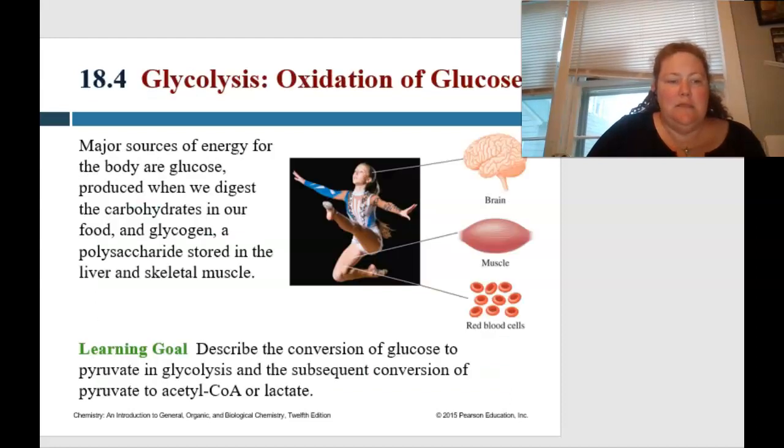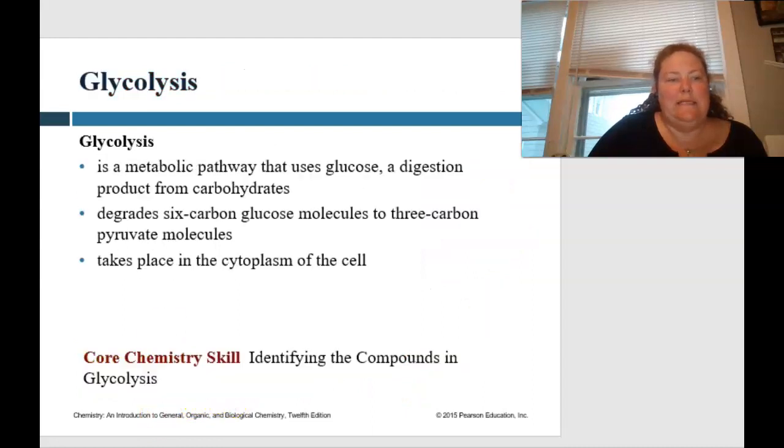So this would be like lysing of glucose, or the oxidation and breakdown of glucose. Major sources of energy for the body are glucose, which is produced when we digest carbohydrates in our food, and glycogen, which is a polysaccharide that's stored in the liver and skeletal muscles. We're going to learn how to describe the conversion of glucose to pyruvate in glycolysis, and the subsequent conversion of pyruvate to acetyl-CoA or lactate.